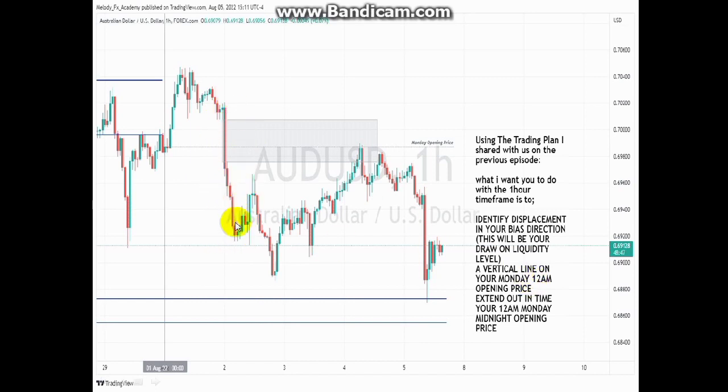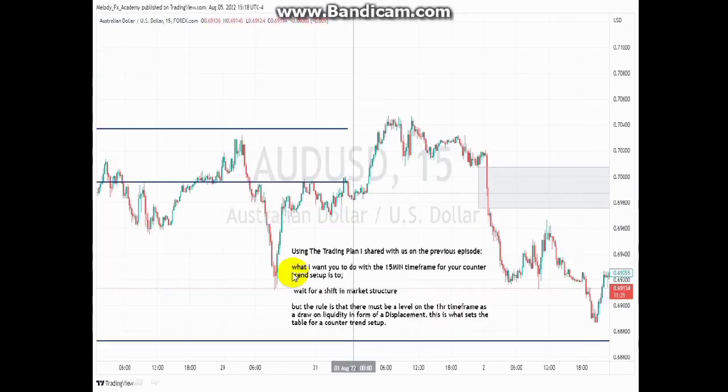So once you have this, the next thing to do: I've already talked about the vertical line on the midnight opening, and I've talked about extending it out in time. So that is all you are going to do with the 1 hour time frame. There's going to be a vertical line, your midnight opening extended out, then watch out for a displacement in your intended bias direction. Now let's go down to our next time frame.